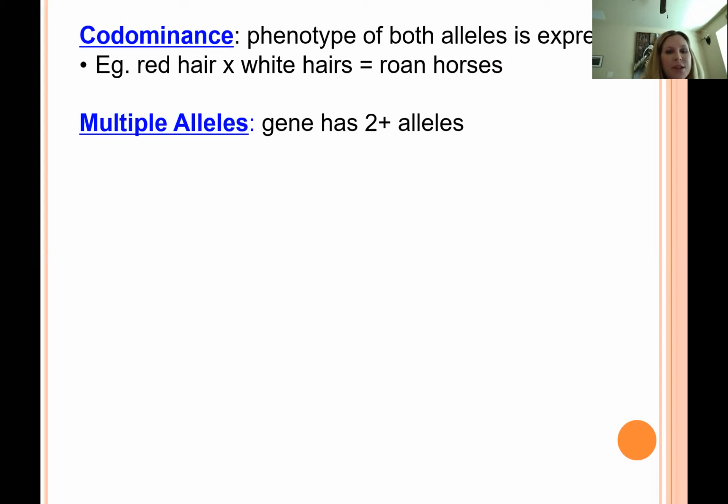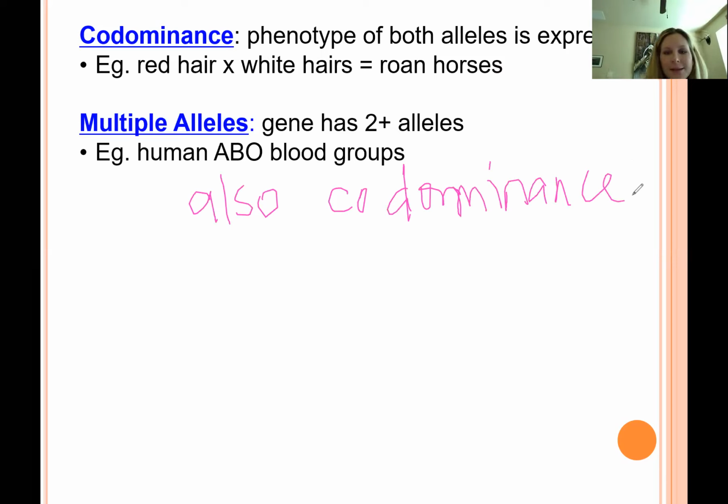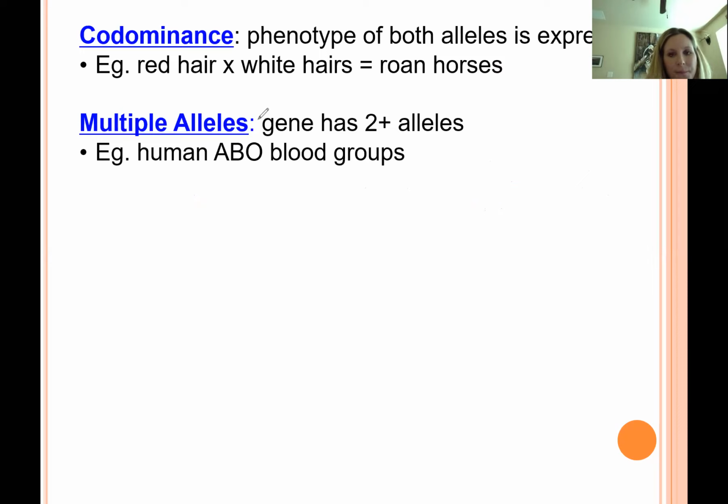All right, multiple alleles means that the gene has more than one allele. So blood typing is an example of multiple alleles. And then I need you to also write that blood typing is also codominance. So ABO blood type is also codominance. It's also complete dominance. Blood typing can be kind of confusing, but I want us to really focus on this right now, and I think you'll get it.